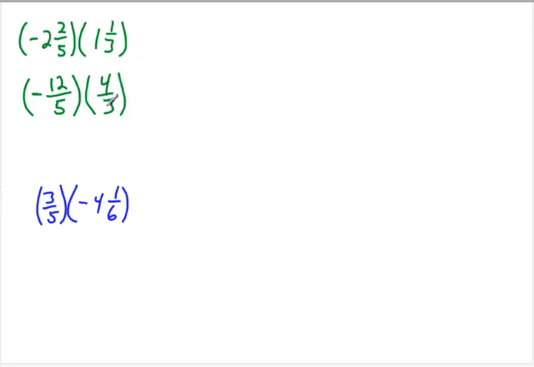So let's reduce if possible. We got a 1 and a 4 here, and nothing else can reduce. So our answer is going to be negative. We got 16 on top, 5 on the bottom. Now you can leave it like that if you want, but if the problem asks for a mixed number, then you would write negative 3 1/5. Remember, this negative sign goes to the whole mixed number, not just the big number.